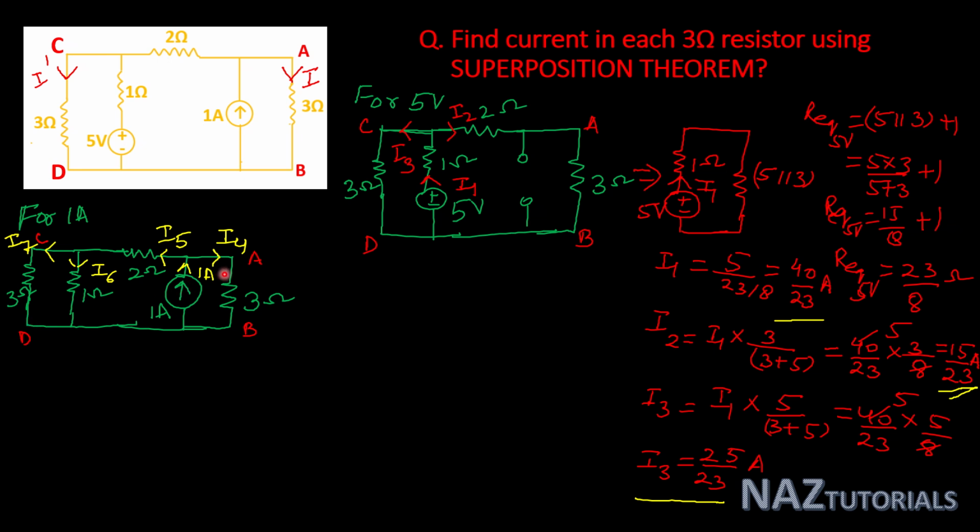So for the calculation of I4, we will take the equivalent of the left side of this circuit, then we will apply current divider rule. So first we take the equivalent, then we will calculate I4 and I5. Then further calculate the value of I7 by current divider rule. So first we make the equivalent. The equivalent will be like this.